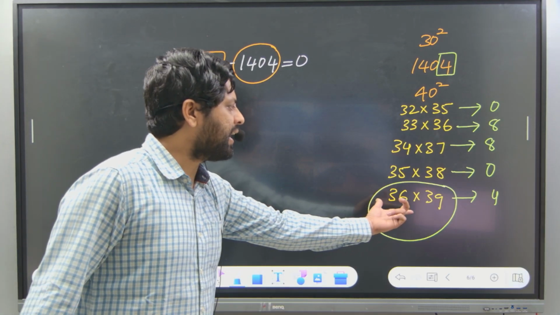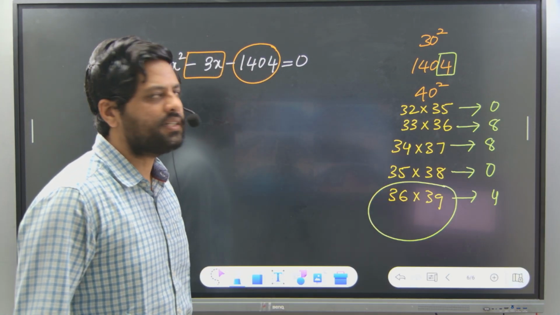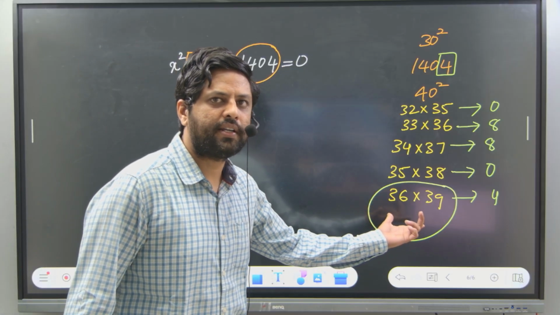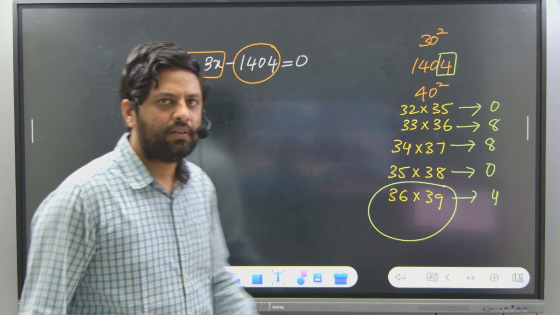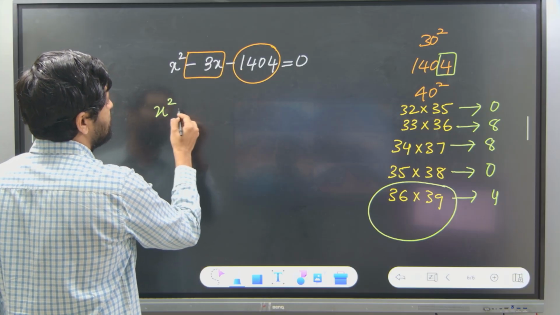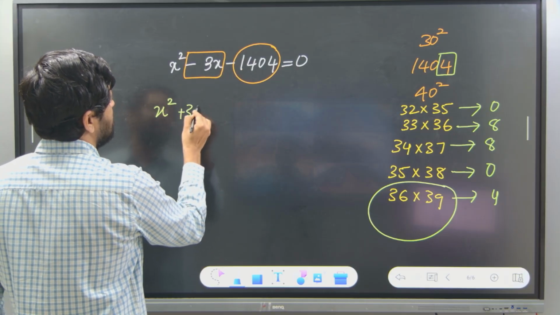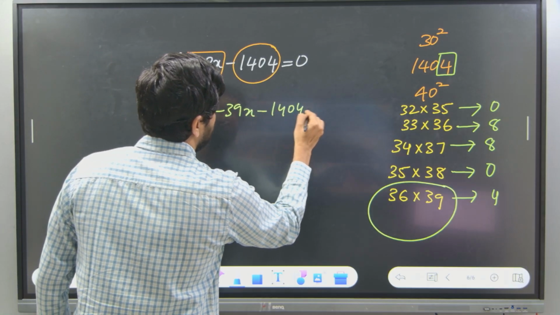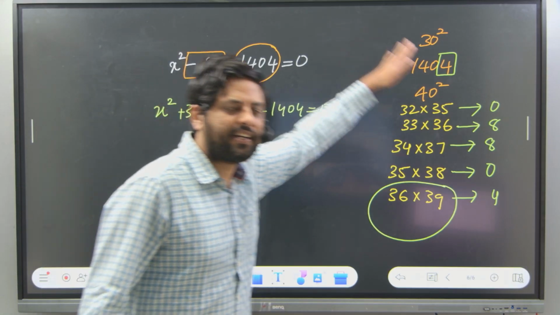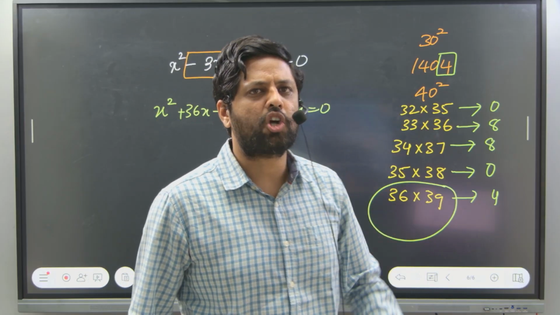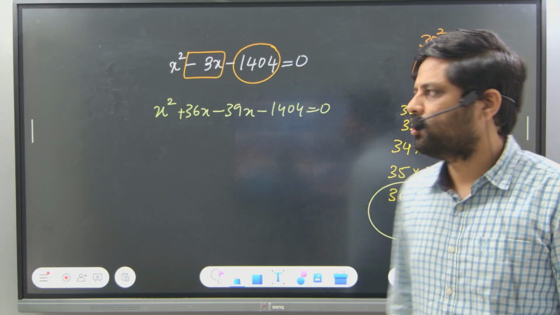Can you check with the calculator if 36 into 39 is giving this? Is it giving 1404? Yes. So directly we can say x square, then put the signs accordingly: plus 36x minus 39x minus 1404. Instead of factorizing it and then doing, we can use some kind of a short approach.